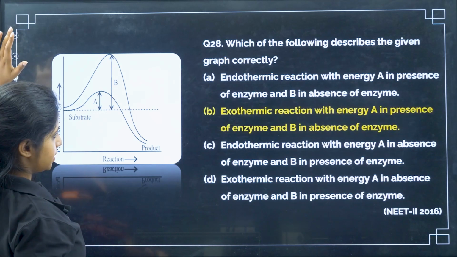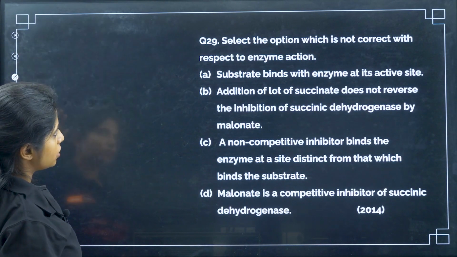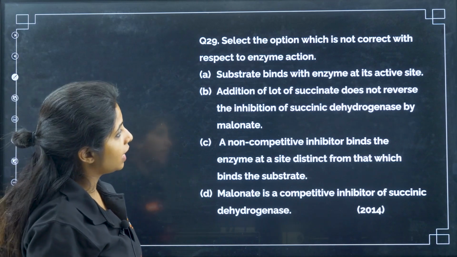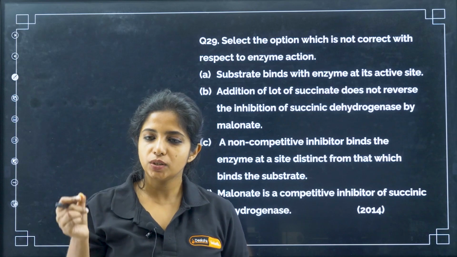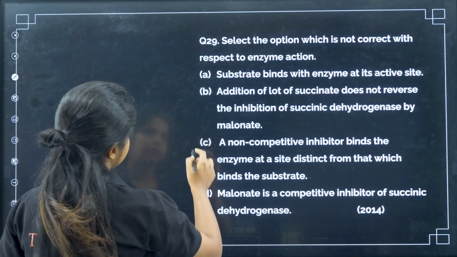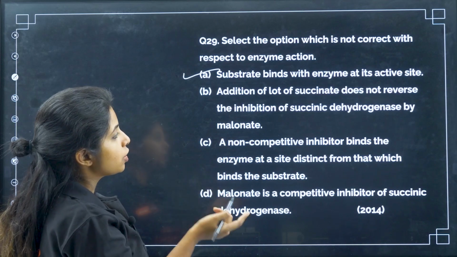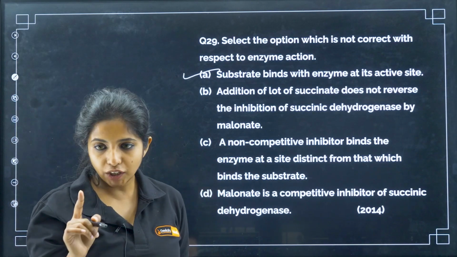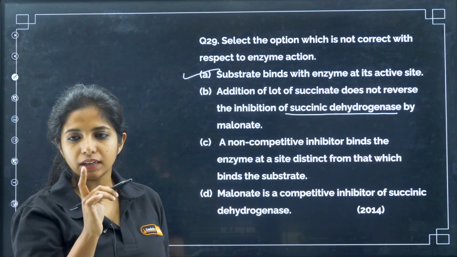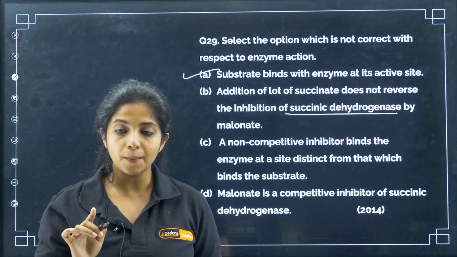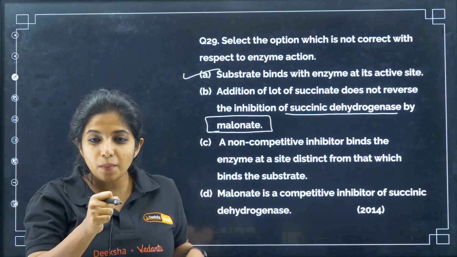Now, select the option which is not correct with respect to enzyme action. Let's see. Substrate binds with enzyme at its active site, which is not correct? Substrate binds with the enzyme at its active site, that is correct. Addition of a lot of succinate does not reverse the inhibition of succinic dehydrogenase by malonate. I told you there is an enzyme succinic dehydrogenase, and basically this converts succinate into fumarate. But now there is another substance, malonate, that will be coming and competitively inhibiting.